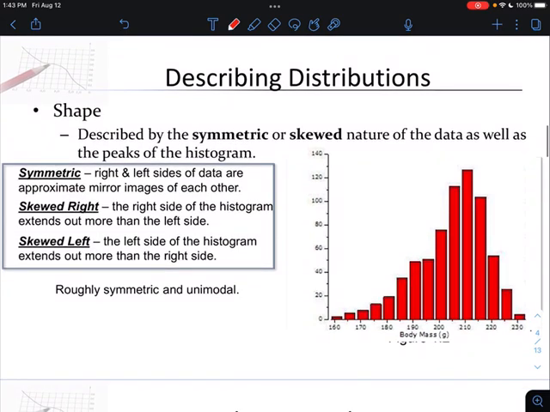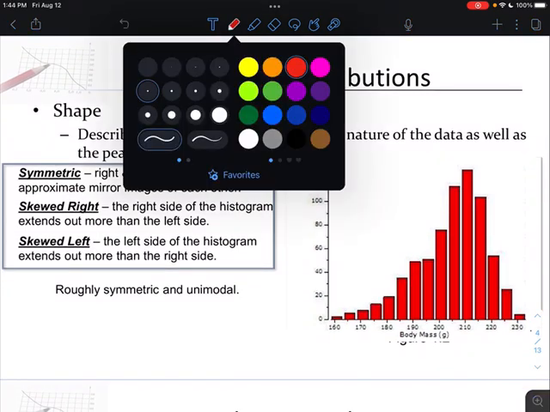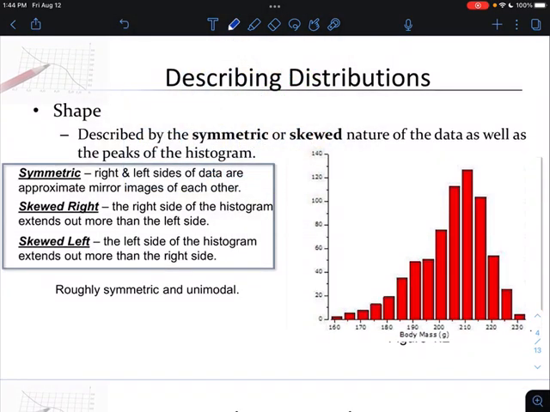As far as shape is concerned, we're going to use this graph here and show you what they look like. Symmetric, skewed right, and skewed left are the three main types of descriptions for our different distributions. Now, symmetric would be one where basically the left and the right side are mirror images of each other.